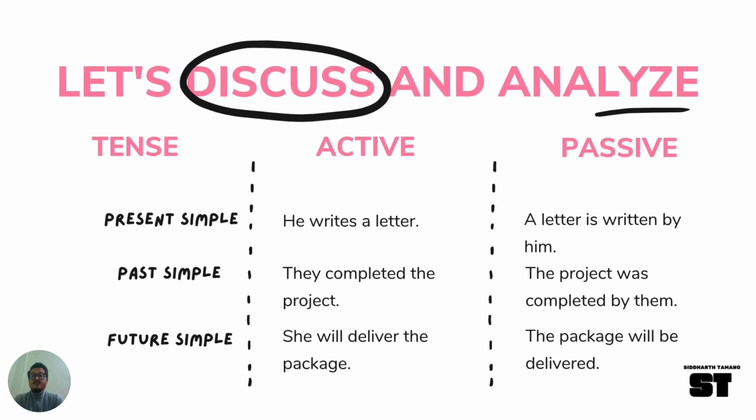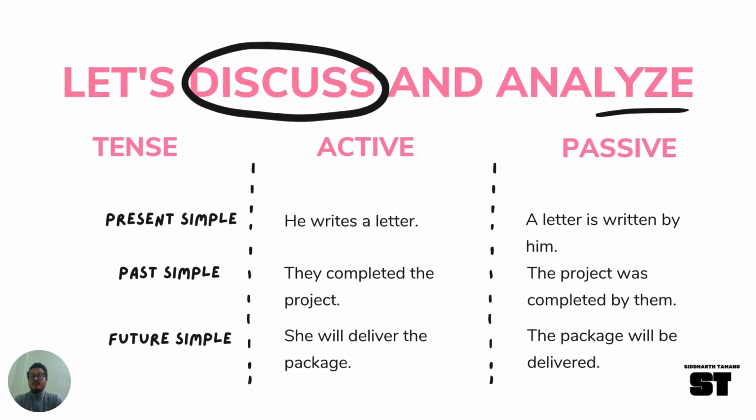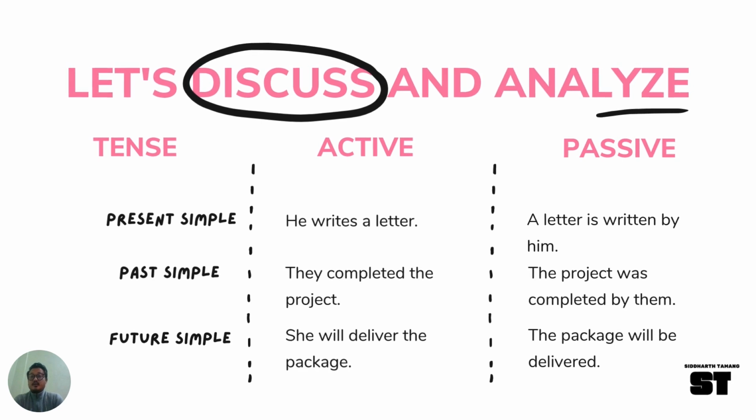One key difference between active and passive voice is how tenses change. Let's compare active and passive voice across different tenses. In present simple, active: He writes a letter, and in passive voice it is written as: A letter is written by him. Past simple: They completed the project. The project was completed by them. Future simple: She will deliver the package. The package will be delivered.